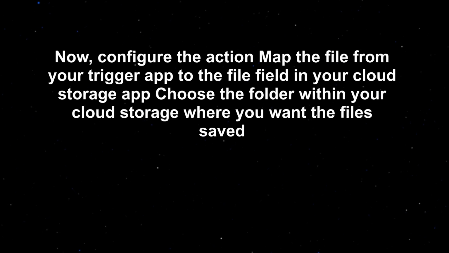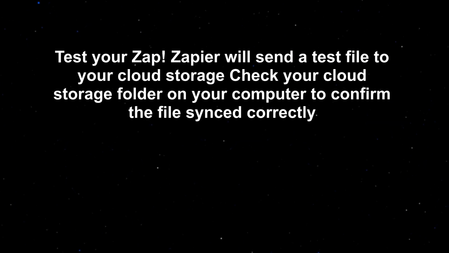Now, configure the action. Map the file from your trigger app to the file field in your cloud storage app. Choose the folder within your cloud storage where you want the file saved. Test your Zap. Zapier will send a test file to your cloud storage. Check your cloud storage folder on your computer to confirm the file synced correctly.